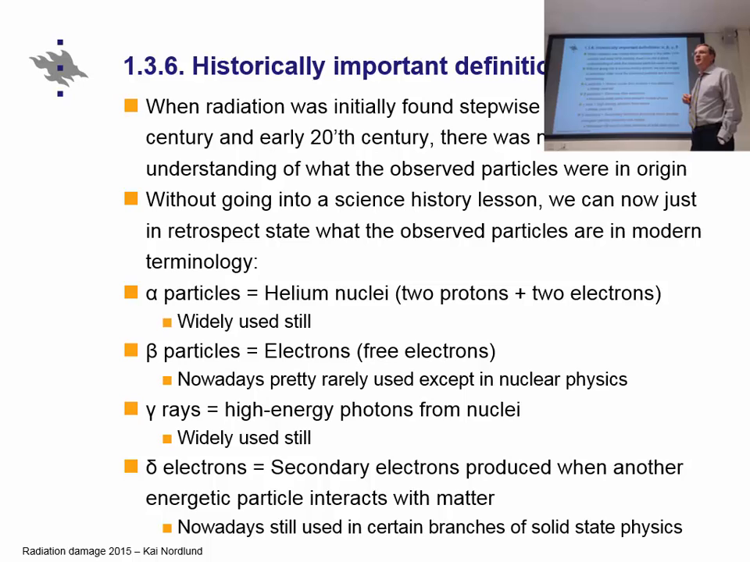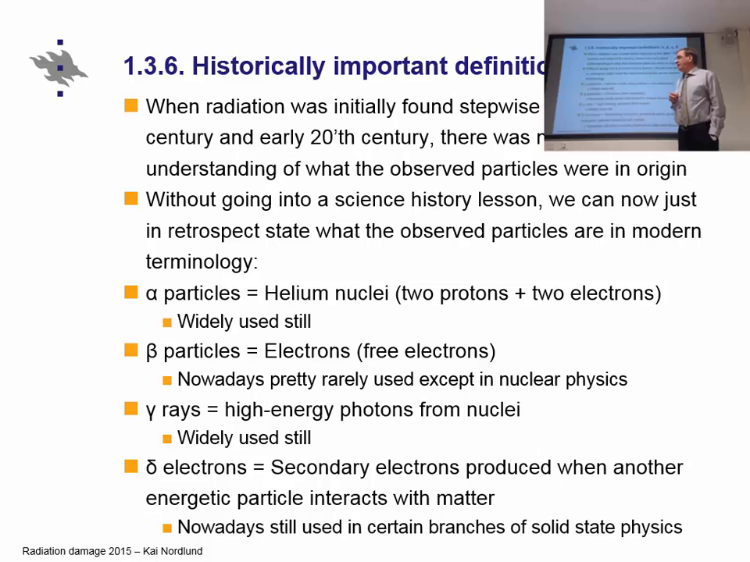And much of the time people don't talk about beta particles anymore, but in some branches of nuclear physics, for instance, beta particles are still called that. So one has to know that. The gamma rays, that's high energy photons, or nowadays gamma is often used as a symbol for a photon of any energy. And this is, of course, very widely used. Any physicist has heard about gamma rays and gamma particles.